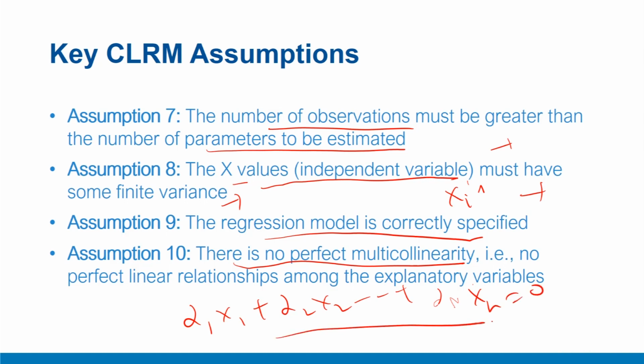So if it is of this form, this indicates that one of the independent variables can be perfectly explained by the remaining variable, and in this case the model will be indeterminable. It cannot be determined. To summarize, in this video, we reviewed and examined all the 10 very important assumptions of the classical linear regression model.